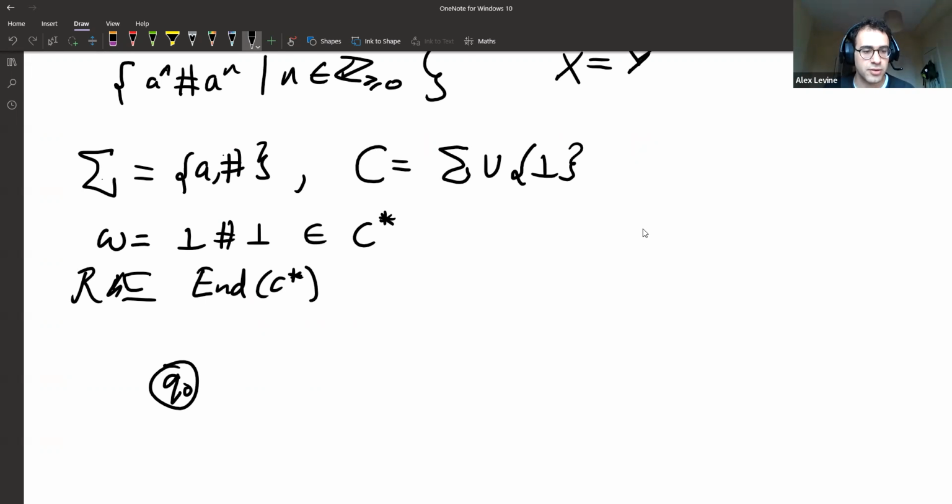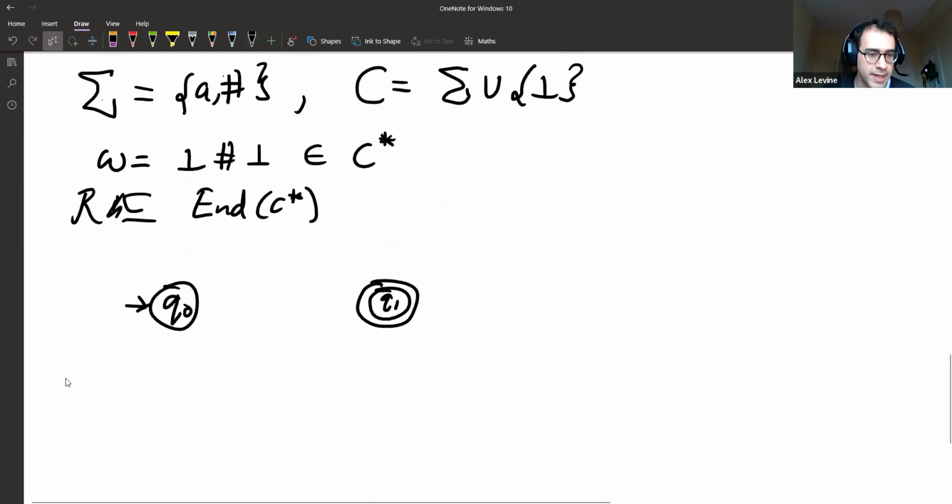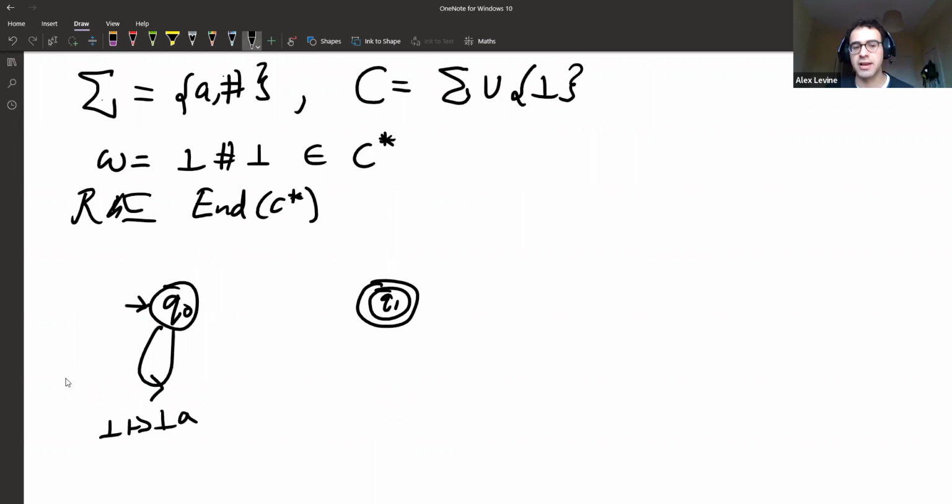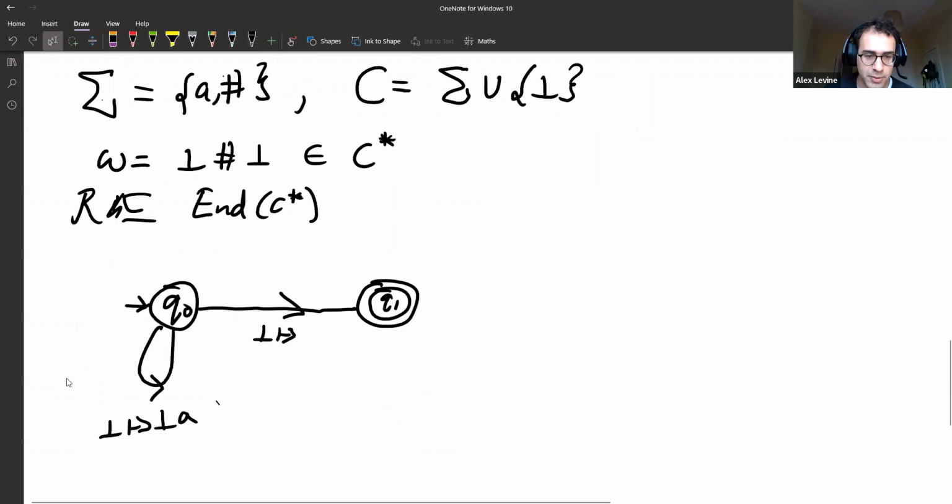So I'm going to need my start state, which is going to be Q0. And I'm going to have an accept state, which I'll call Q1. I'm going to have an edge from Q0 to Q0, labeled with the endomorphism defined by mapping perp to perp A and fixing everything else. And then I'm going to have another edge going from Q0 to Q1 that maps perp to the empty word. And that is all I'm going to do.